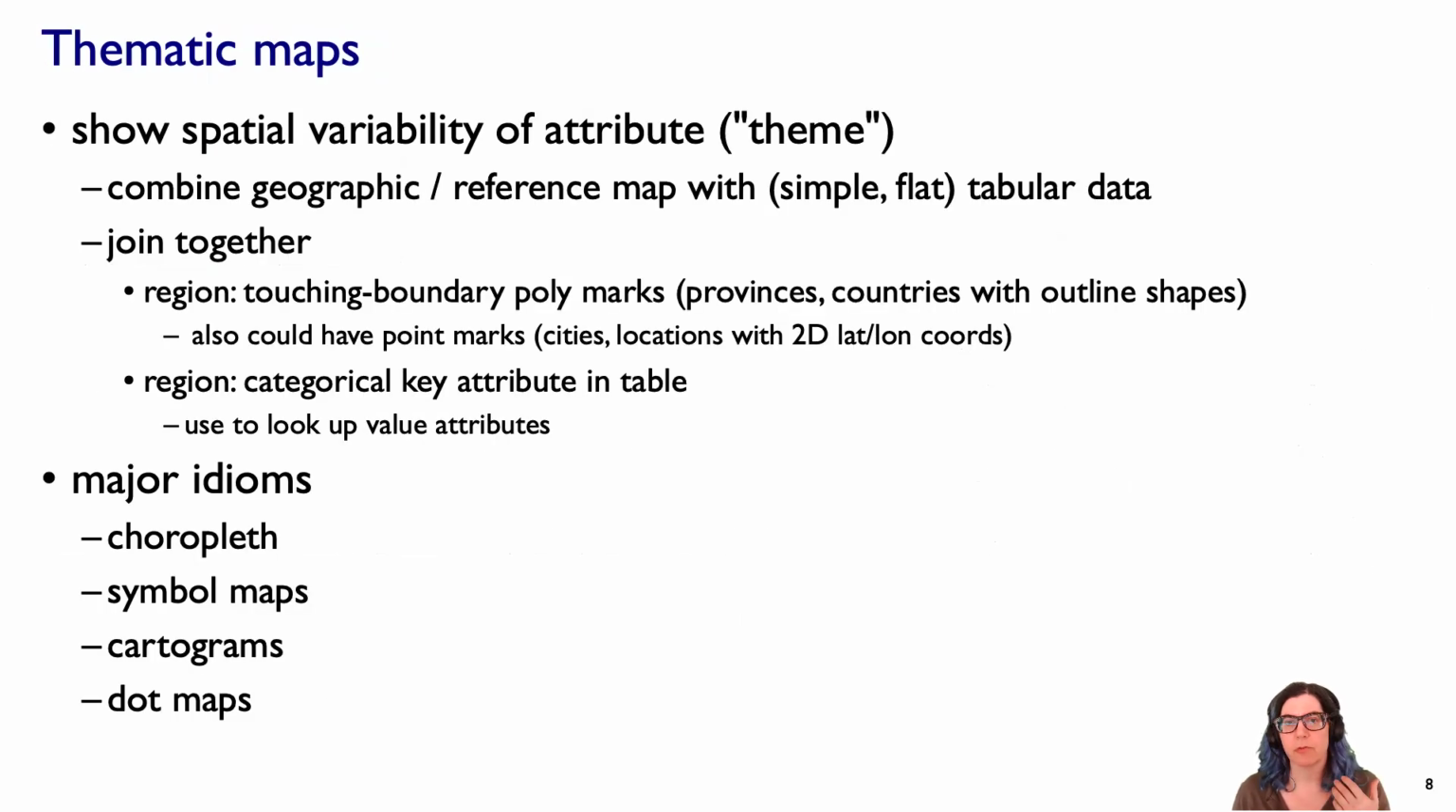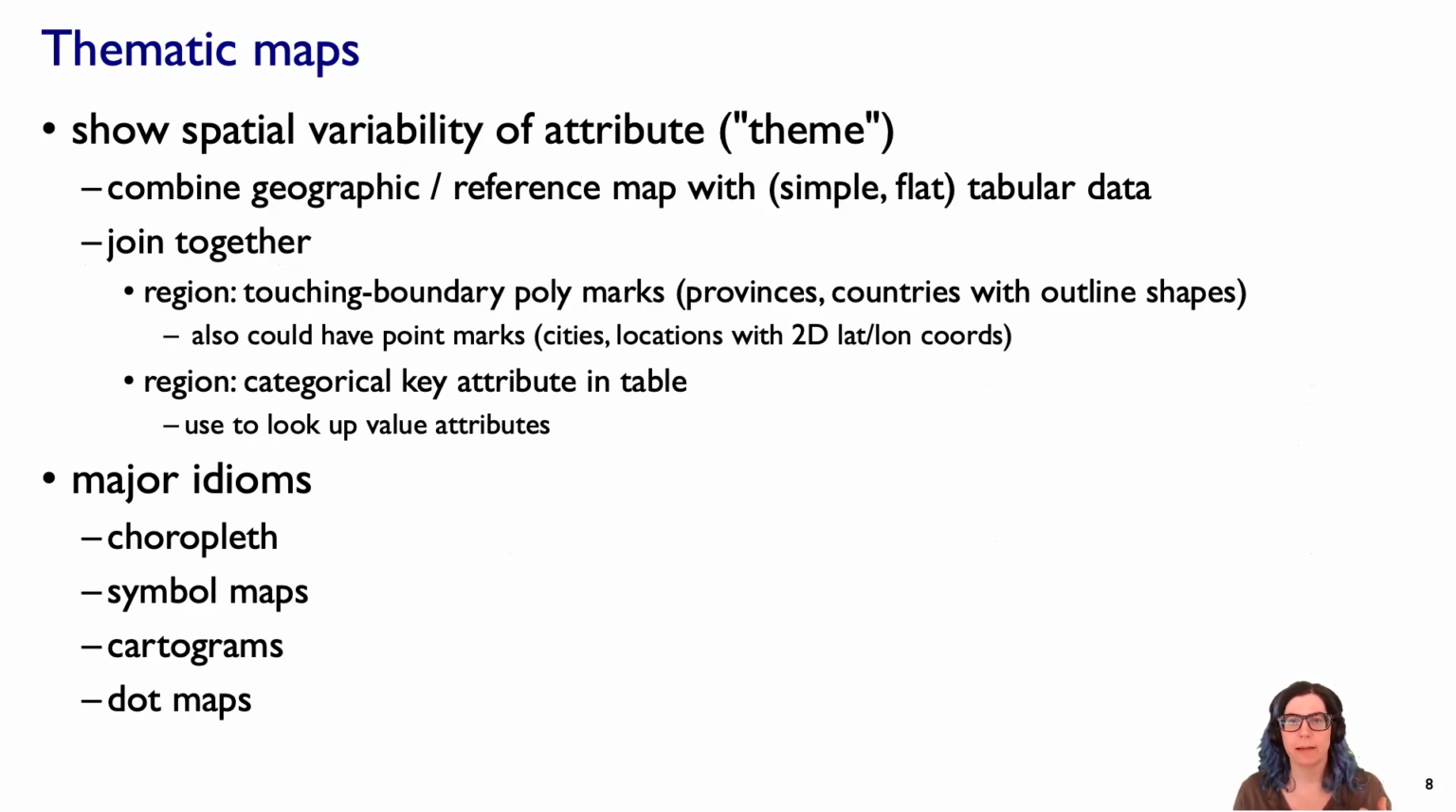Now, where it gets interesting from a visualization point of view is what the cartography community usually calls thematic maps. They use the word theme to mean the spatial variability of an attribute. And so what we do is we combine that map, like we saw on the previous slide, a geographic map or a base map or a reference map, with some typically simple flat table of data. And what that means is we have these two things that we're joining.